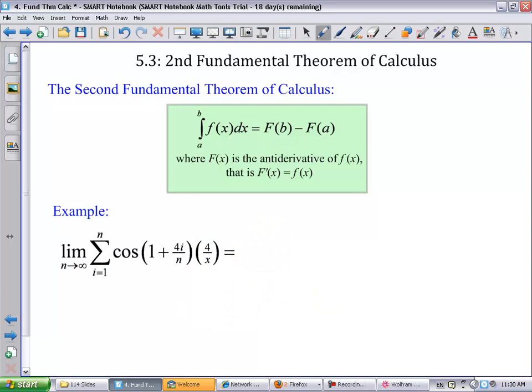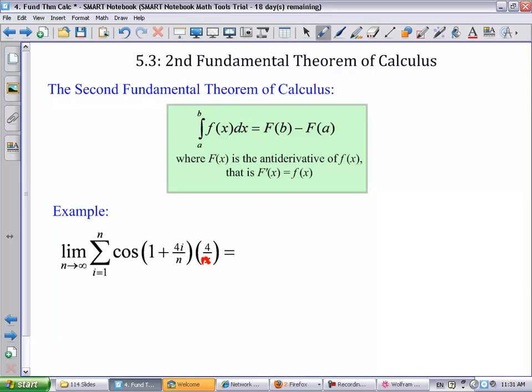Okay. All right, so this one actually looks like a sum, right? It says it's the limit as n goes to infinity of the sum i goes from 1 to n of cosine of 1 plus 4i over n, times 4 over n. All right, so that's a sum that they're asking us to evaluate. And we could try to do it, although we have a really hard time because we don't have any shortcuts for cosine.